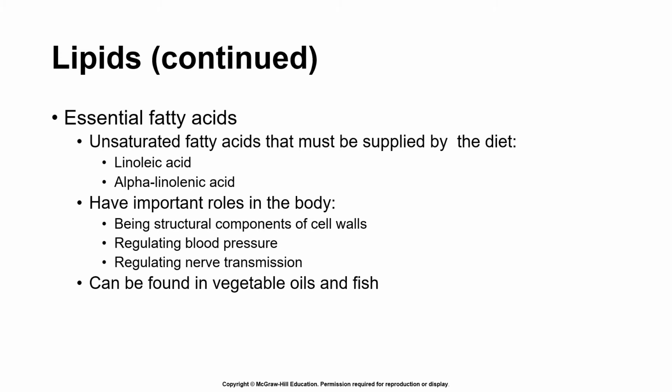One more thing about lipids is they are an essential nutrient. It turns out that there are 2 fatty acids that we absolutely must eat in our diet. They are both unsaturated, linoleic and alpha-linolenic acid. And these fatty acids are found within every cell wall in your body. They have a major role in regulating your blood pressure as well as normal functioning of your nerves. We find them because they're unsaturated and they tend to be liquid. We tend to find them in vegetable oils and we tend to find them in fish.